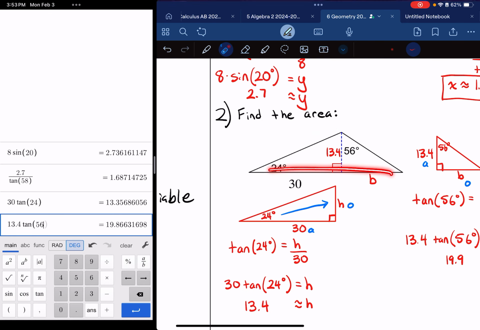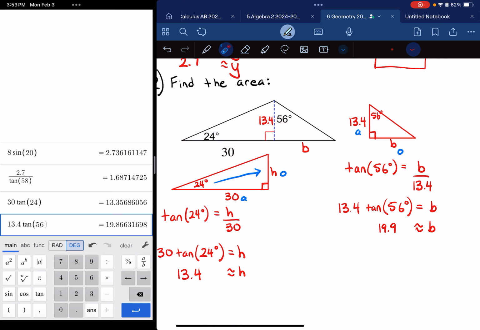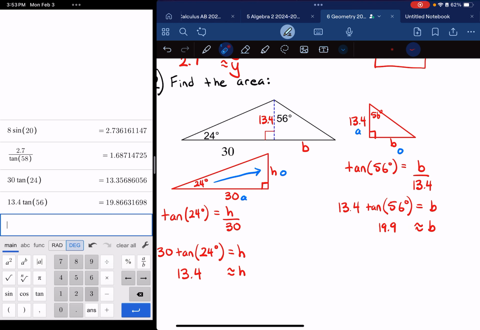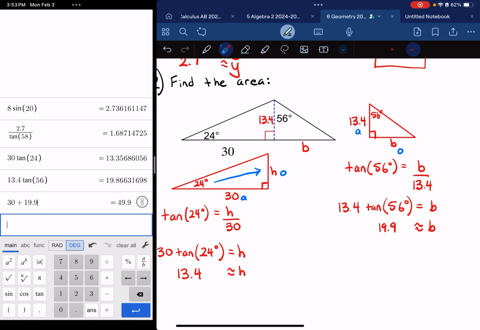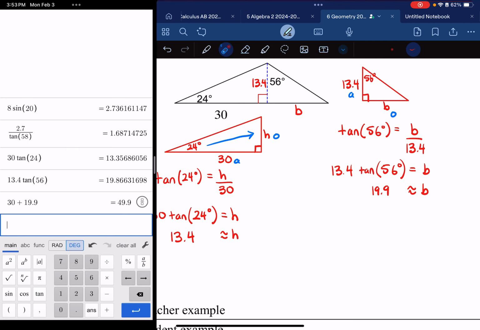The area is the entire base times the entire height, then divided by 2. So the entire base down here is 30 plus b, which we just figured out. B is 19.9. So what is the base? If you don't know, you can use a calculator. It's going to be 30 plus that 19.9. So 49.9 is our entire base. So we can say, I'm going to write here in pen, that our base is equal to 49.9. Our height is equal to 13.4, and I'm ready to plug this into the calculator.